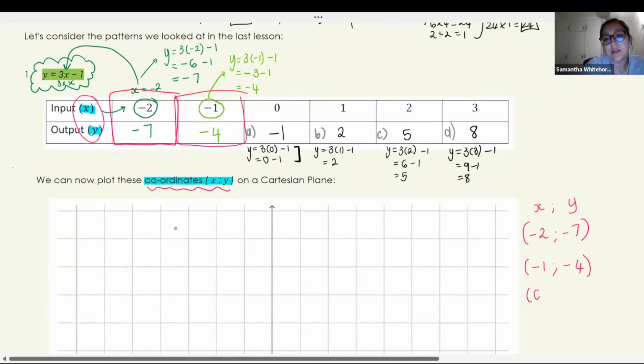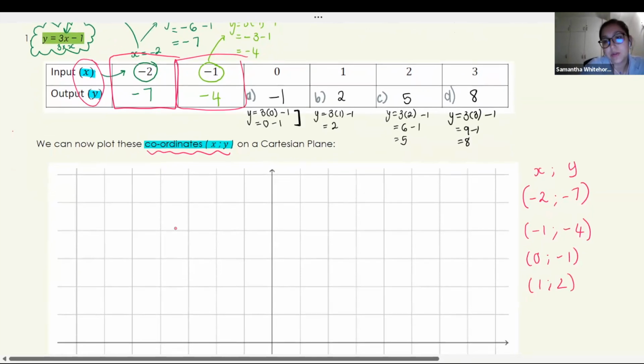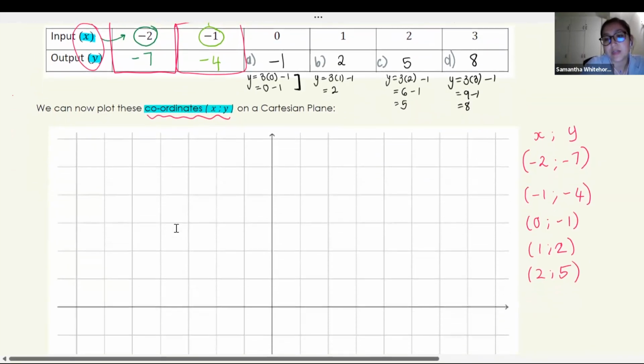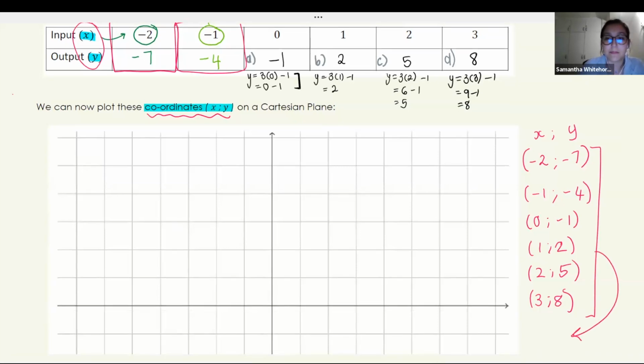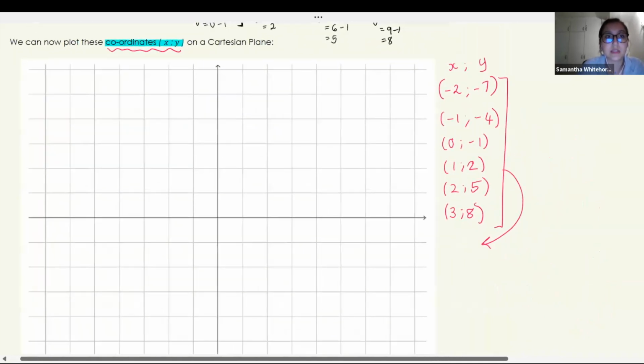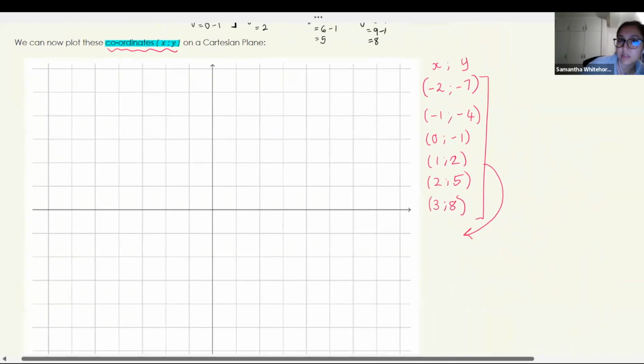So I've got 0, -1, 1, 2, 2, 5, and 3, 8. And all of these coordinates, I can now go and plot on my Cartesian plane. I'm just going to make that a touch smaller so we can see our Cartesian plane. I will let you take screenshots just now, guys, so don't stress if you didn't get the table down. I will put it back for a screenshot just now.